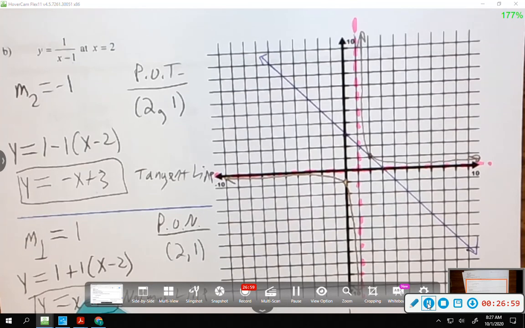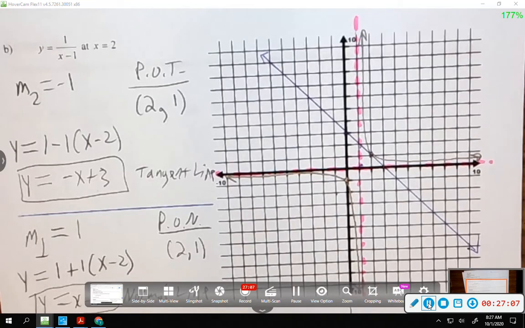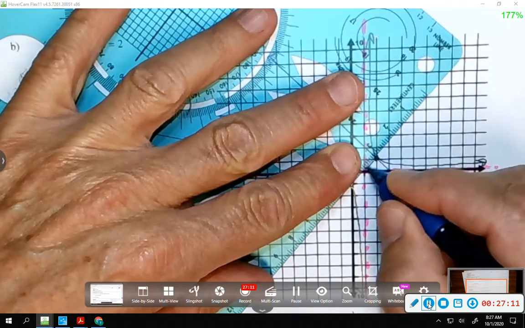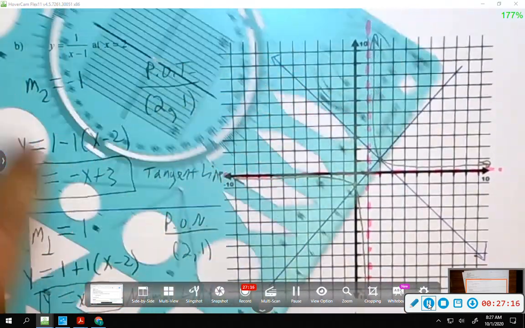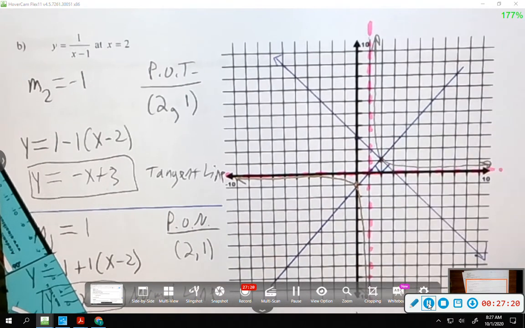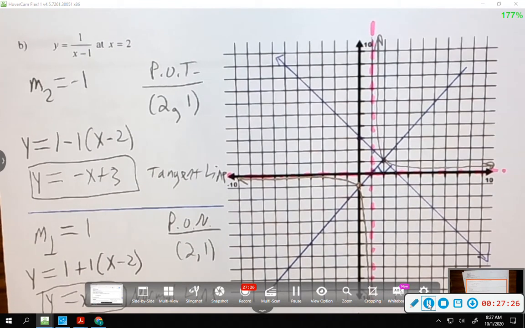I'll do the normal line in blue. Down 1, back 1, down 1, back 1, down 1, back 1. And if I draw that in, two things that we should notice. These lines look perpendicular. That's good. They're supposed to be. And the y-intercept of the normal line is negative 1. That's what it's supposed to be.